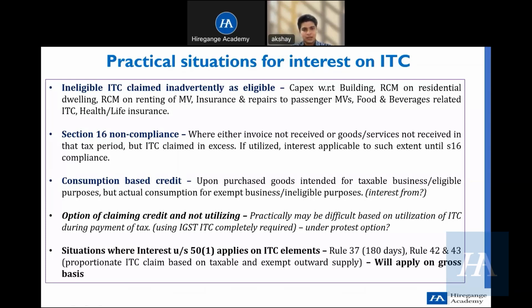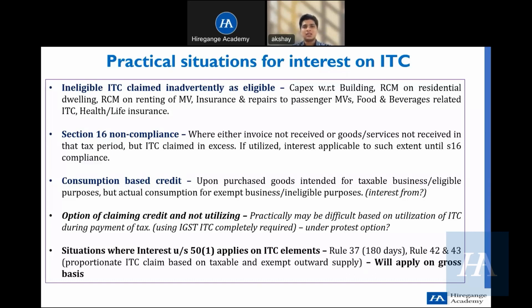Next is the consumption-based credit, which means upon purchase of goods, it may have been intended for taxable or eligible purposes, but when actually consumed, it is used for exempt or ineligible purposes. In this situation, the department has not clarified from when the interest would be applicable. Ideally, it should be from the consumption, because the activity of it becoming ineligible has happened from the time the intention has changed. Next is the option of claiming credit and not utilizing.